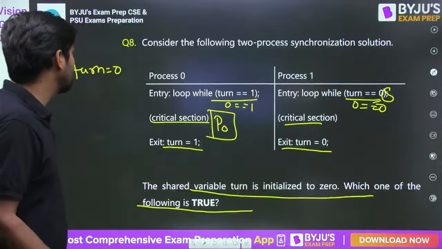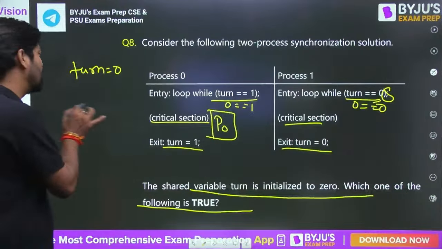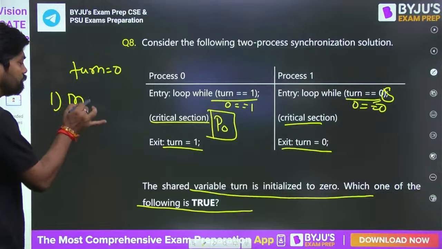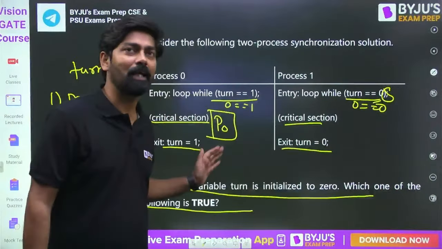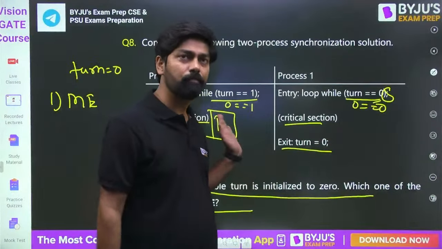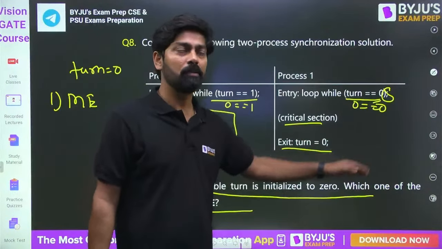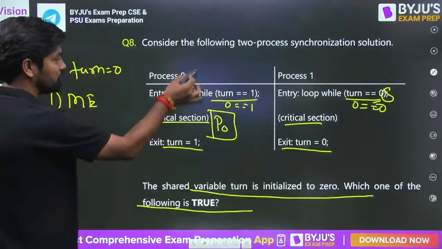So what is happening, my dear friend? It will satisfy mutual exclusion, which means only one process at a time will be inside the critical section, either process 0 or process 1. When I make turn 1, let's suppose process P0 will go.